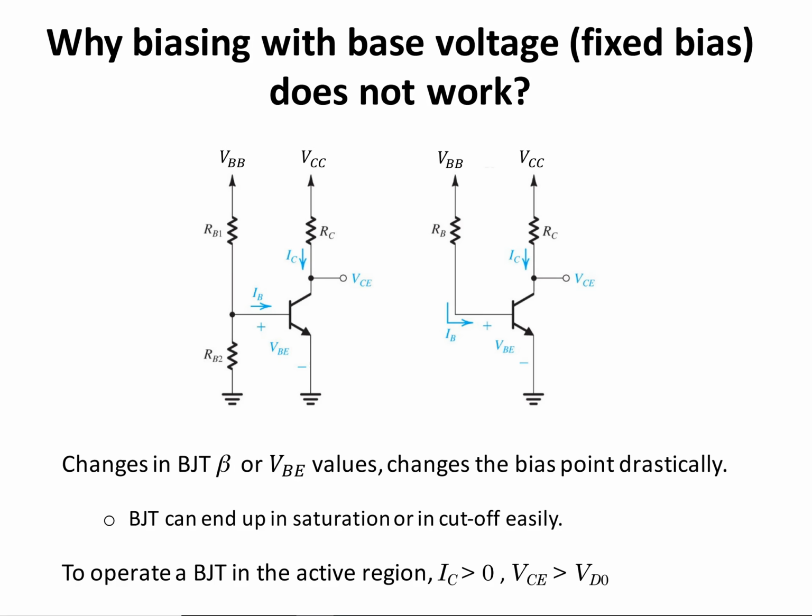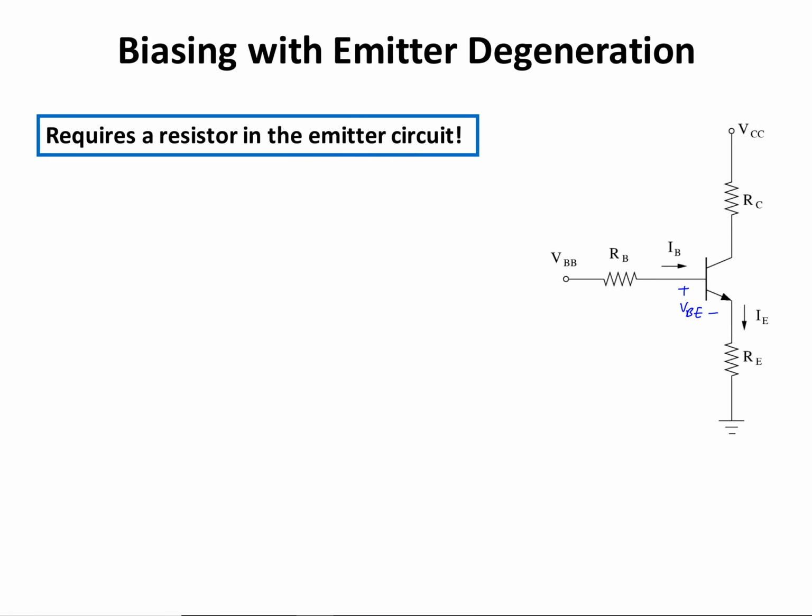in the active region. A better biasing circuit is a biasing with emitter degeneration, and it is when you add a resistor to the emitter, to the previous circuit. So doing so has the benefit of eliminating the effect of changing beta on the bias point of this transistor, or at least reducing it. Let's take a look at how this works.